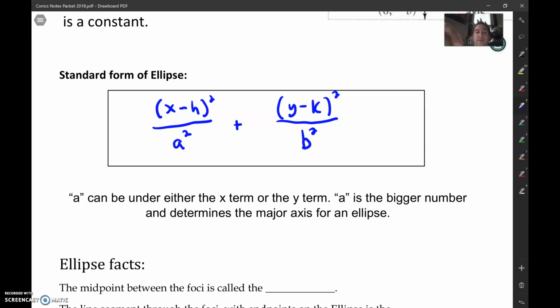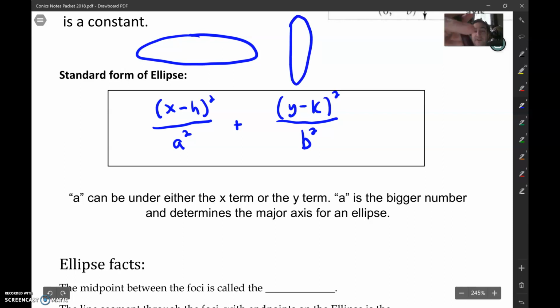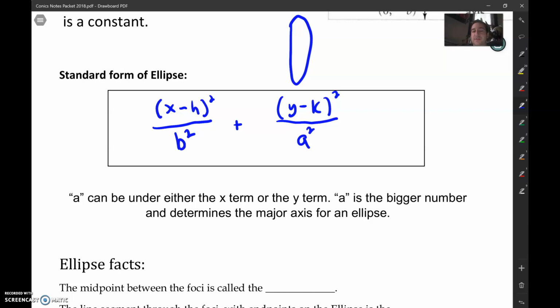If your ellipse was going horizontal like that, then a would be underneath the x value. Because think x-axis, horizontal. So a is always the bigger number. If the bigger number is under the x value, it's a horizontal ellipse. But if we wanted to make a vertical ellipse like that, then it would be different. The a would be over here, and the b would be over here. Whichever direction your ellipse is going, that is where your bigger number goes, and that is what your a value is. Your a value is your bigger number.